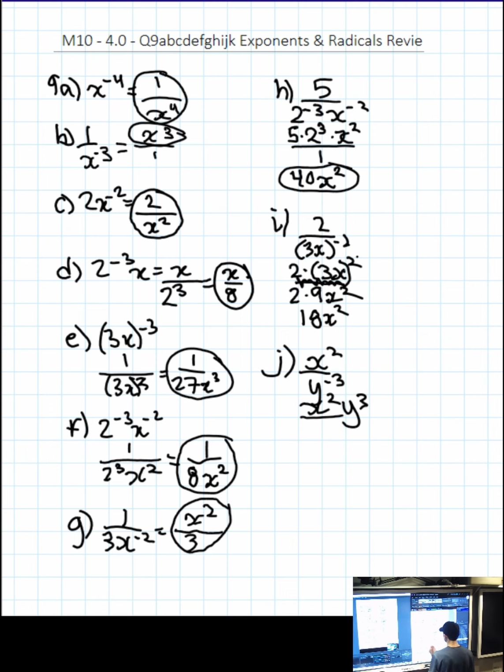And this time the over's there. I'm going to leave it there, but I'm not going to put a 1 underneath of it. I'm not going to scribble it out. I'm just going to circle my answer. Who cares if it's there? Okay, K. So we have negative x to the negative 1.